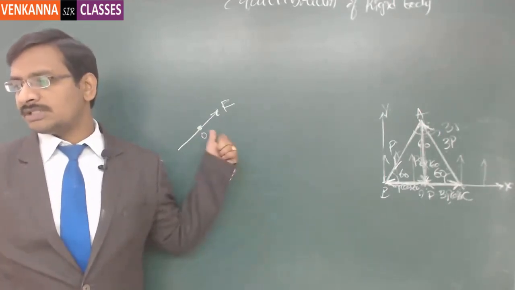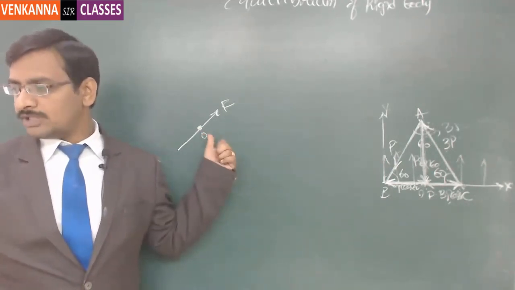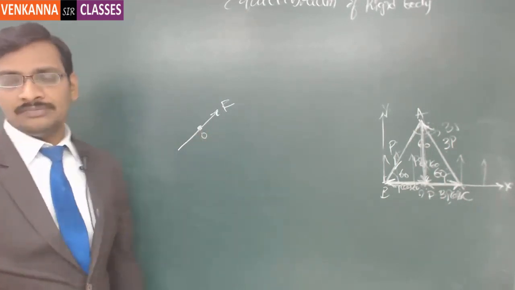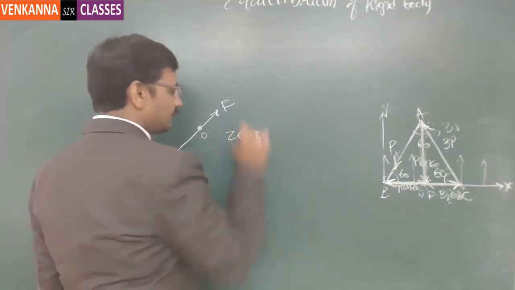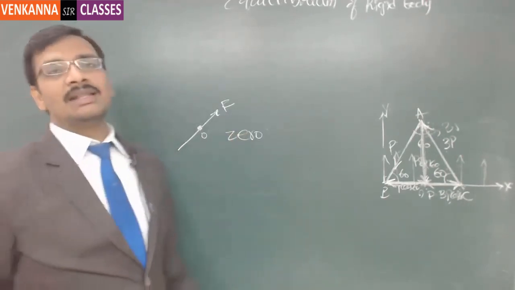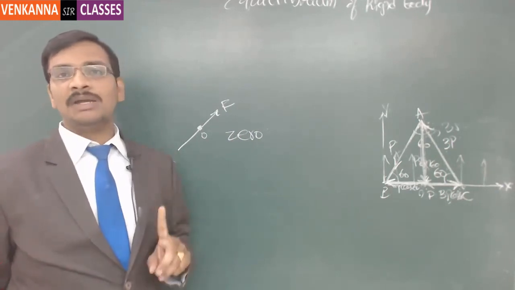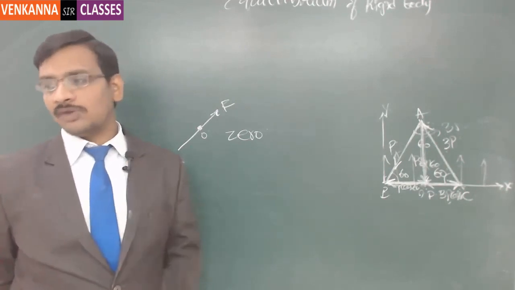Can somebody give me the answer for this? What will be the moment of this particular force about this particular point? As Anubhav said, this is 0. Why? Because when we are calculating the moment, we take the force multiplied by the perpendicular distance from the point about which we want to find the moment.